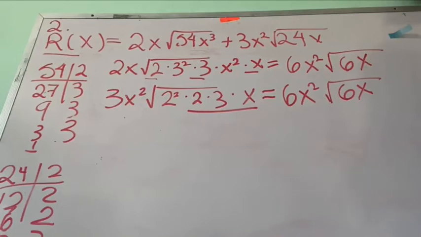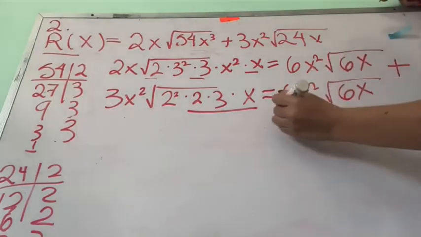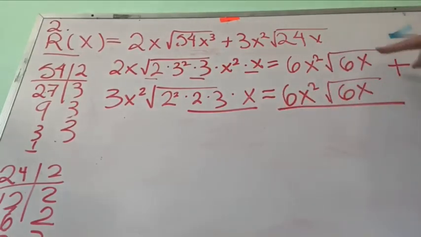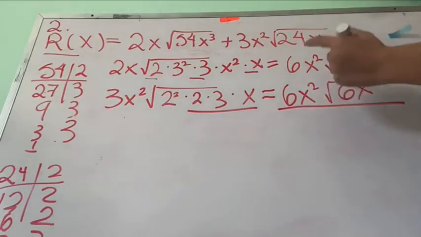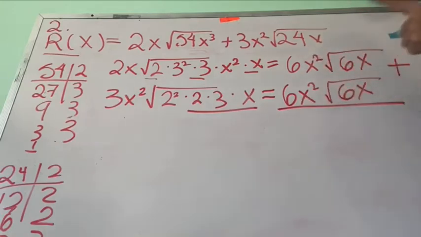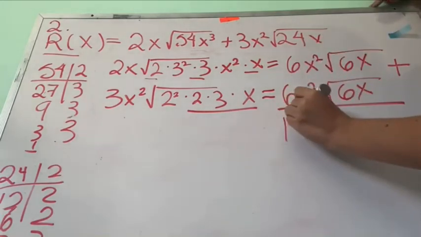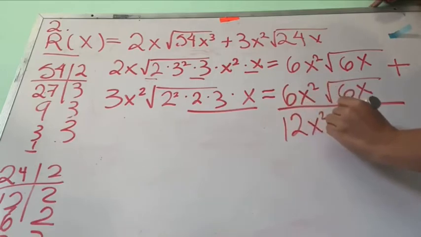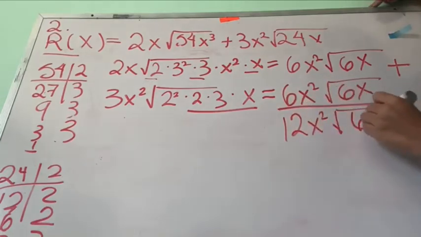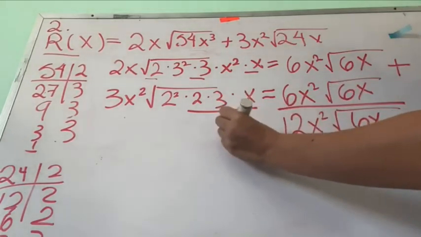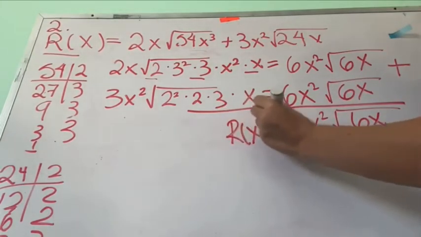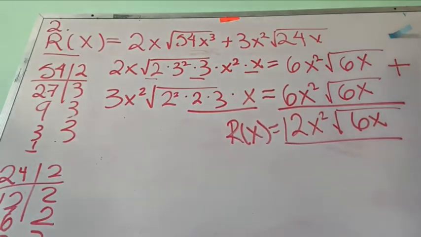Then we need to add these two expressions, and what we get by adding 6x squared square root of 6x plus 6x squared square root of 6x is 12x squared square root of 6x. So this is the value of the revenue.